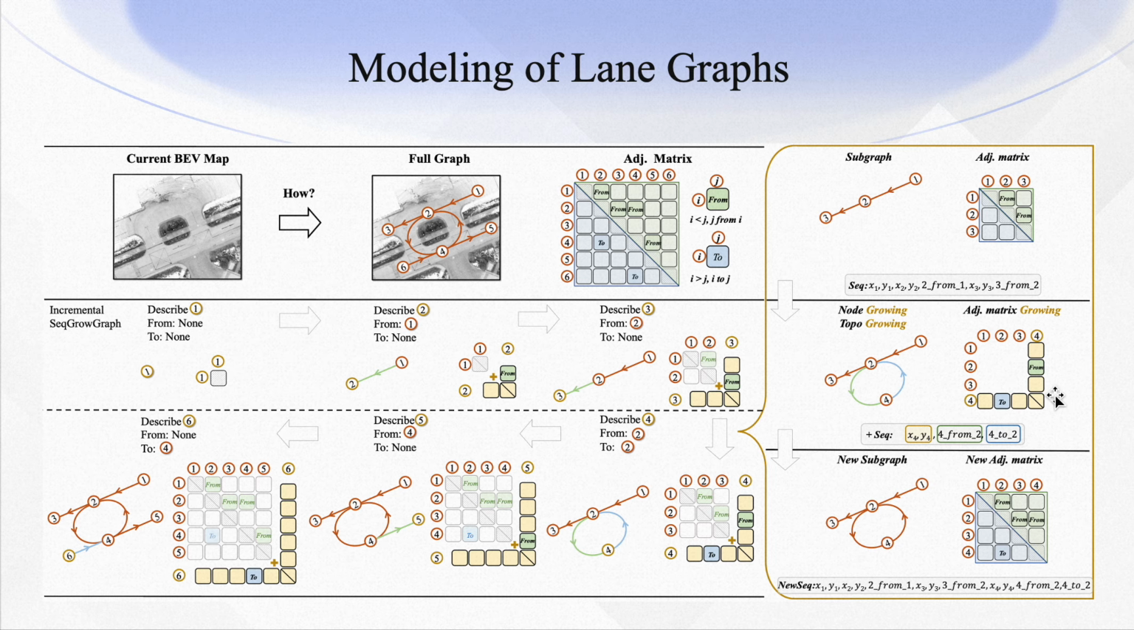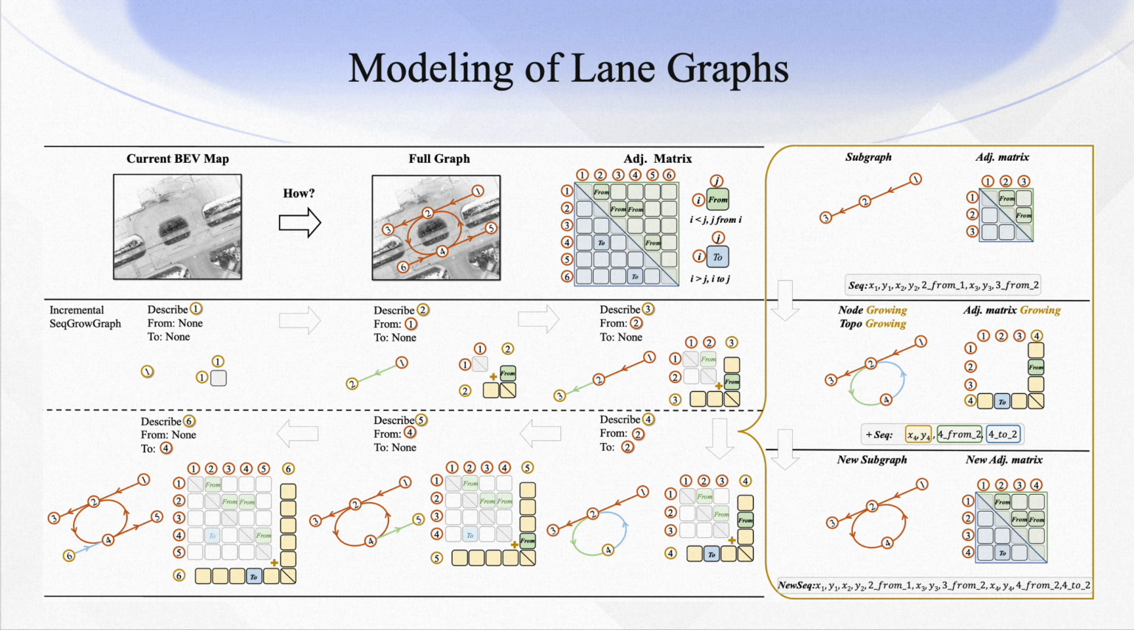Conversely, non-zero entries in the 4th column represent incoming connections. The element in the 2nd row and 4th column means node 4 can be reached directly from node 2, denoted as 4 from 2. The new sequence, formed by concatenating the previous sequence with the information of the current node, represents the subgraph of all nodes present so far. By repeating this process iteratively, we ultimately obtain a complete sequence that fully represents the entire lane graph. As shown on the left, the figure visualizes this incremental construction over 6 steps, displaying both the evolving subgraph and its corresponding adjacency structure at each stage.